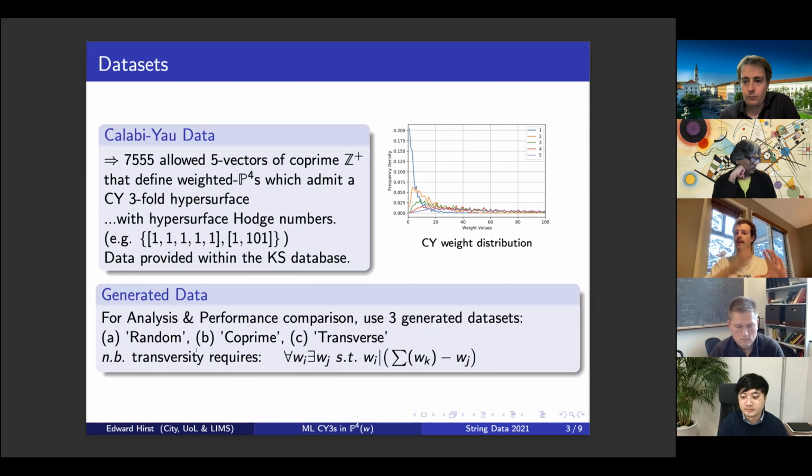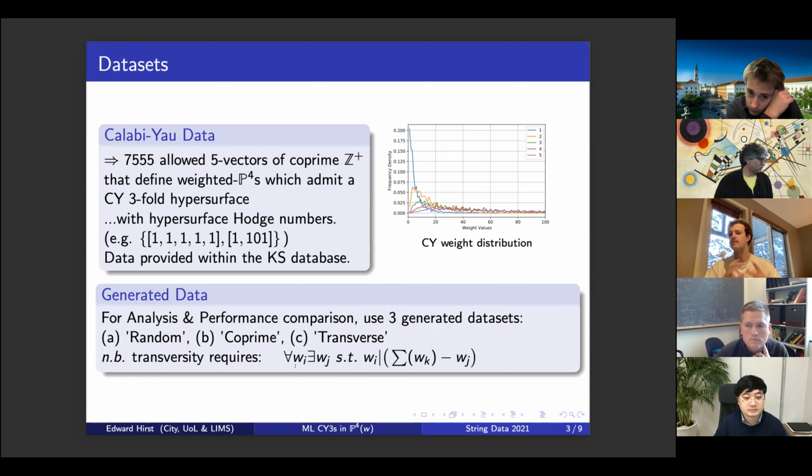So we have layered levels of data, with each one becoming more specific and closer to the Calabi database. Just to reiterate, this random database is just a random 5-vector of positive integers, constructed so there's no overlap. This isn't a filtration. There's no coprimality. In the second case, we have a 5-vector of coprime positive integers, constructed so they're specifically not transverse. And then these transverse ones are again coprime positive integers, but now they satisfy this transversity condition.